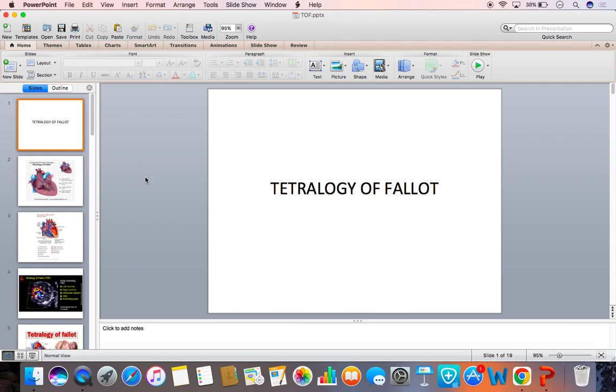What are the diagnostic workups you do for this child with tetralogy of Fallot? X-ray chest, ECG, and 2D echo. X-ray chest shows a boot-shaped heart, because the apex is rounded because of the right ventricular hypertrophy, and it is lifted off the diaphragm, giving a boot-shaped cardiac silhouette.